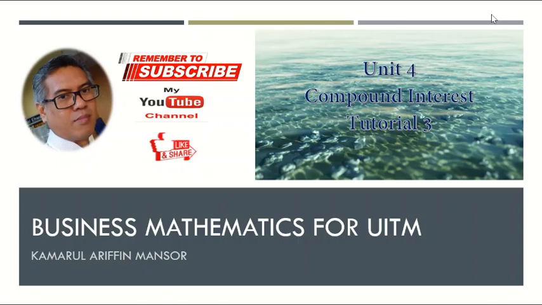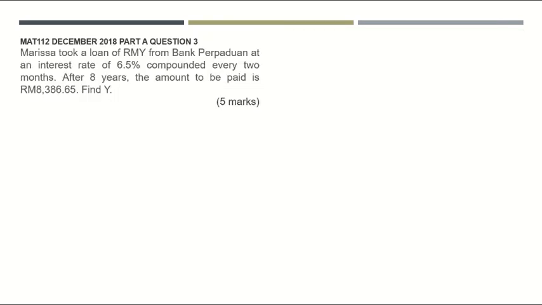Let's start with our first session in this video. The first thing we're going to look at is how we can solve the problems in the past semester exam papers. As mentioned earlier, this is the third video from the series of 5 video tutorials on the topic of compound interest. This time, we're going to look at the past semester exam paper, December 2018. We're going to start with the first question from part A, that is question number 3. Let's look at how we can solve the problem.